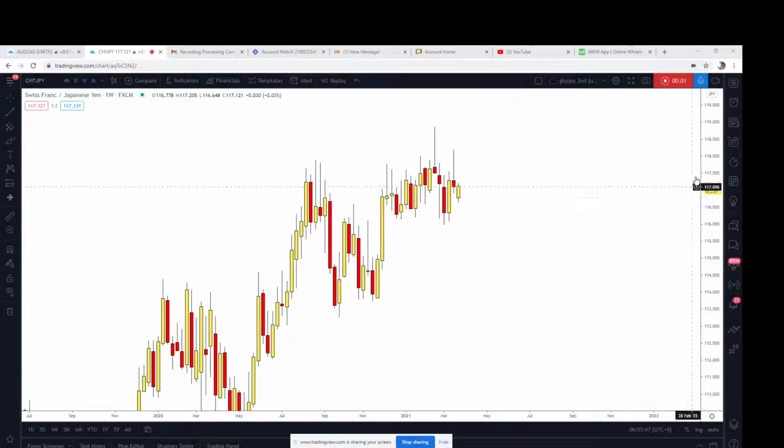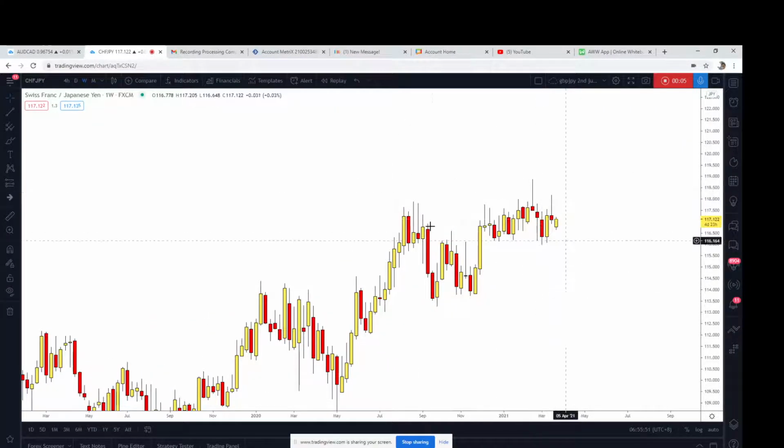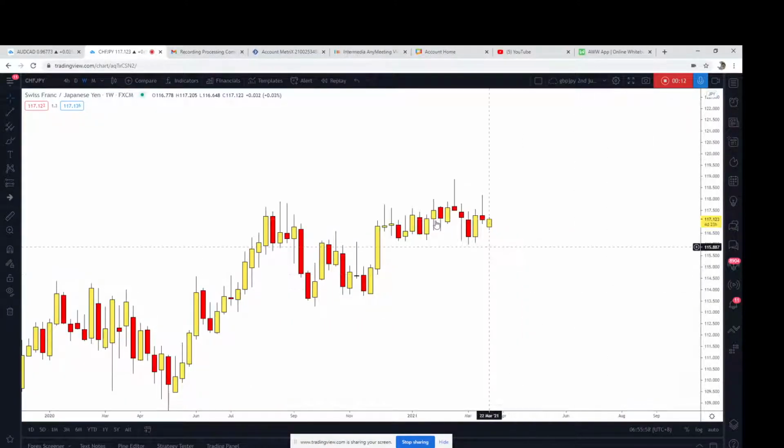Okay, this is my analysis for CHFJPY for the upcoming week. Okay, we can see that while price is in an uptrend, based on last week, I see a rally base drop that happened here. So this is the rally base drop here, so it makes this into a supply zone. There's a rally base drop also here, so I'm going to make this into a supply zone.